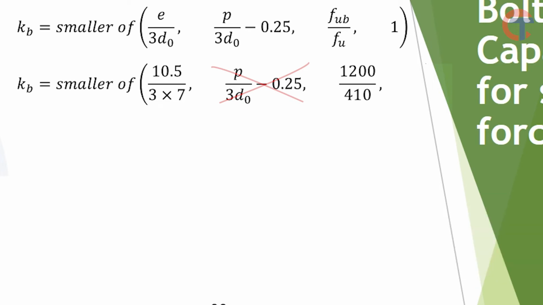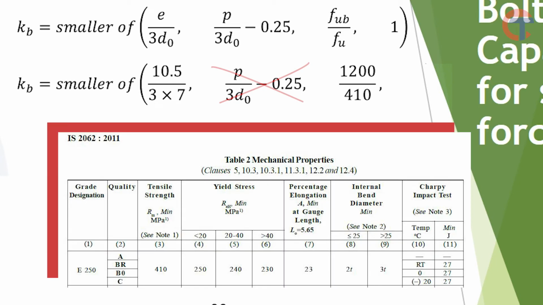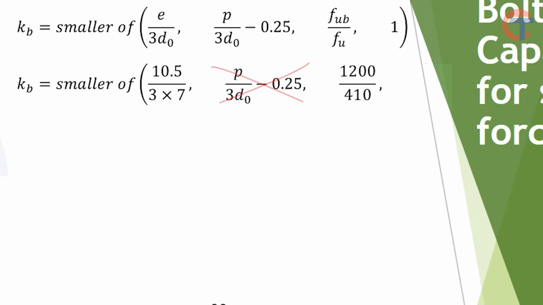Now this FU is the ultimate stress of the plate. Grade of the plate is E250BR. As per IS 2062, FU of the plate will be 410 megapascal for E250BR grade plate. We will put the value of FUB and FU in the equation, like 1200 divided by 1200 divided by 410, and the last parameter is 1.